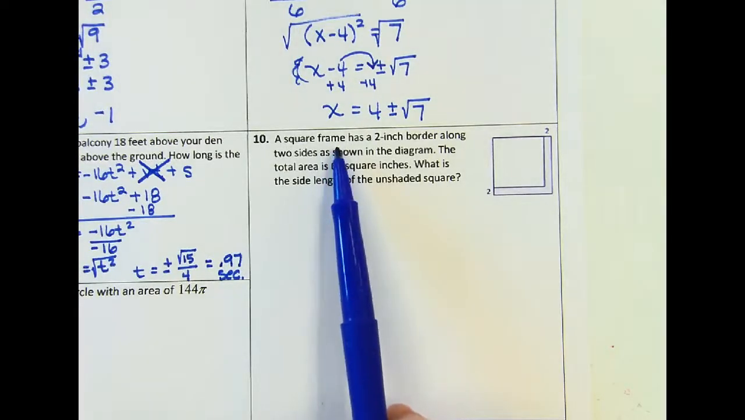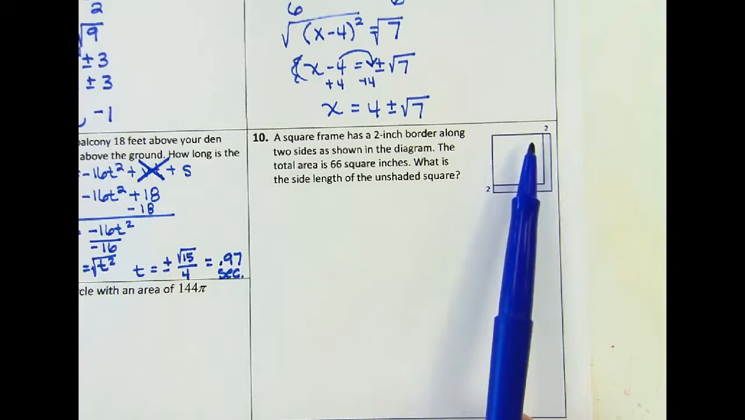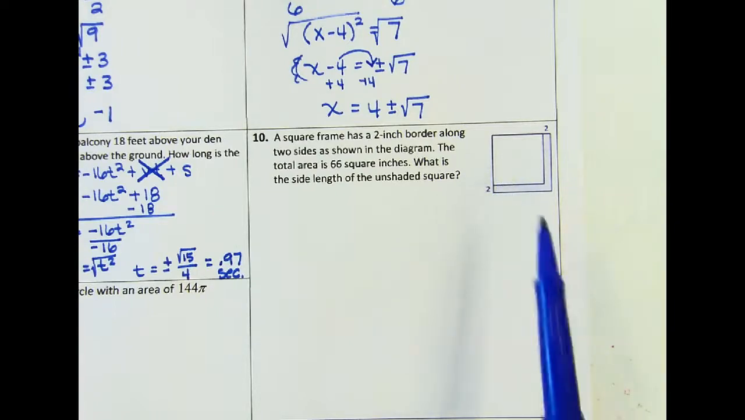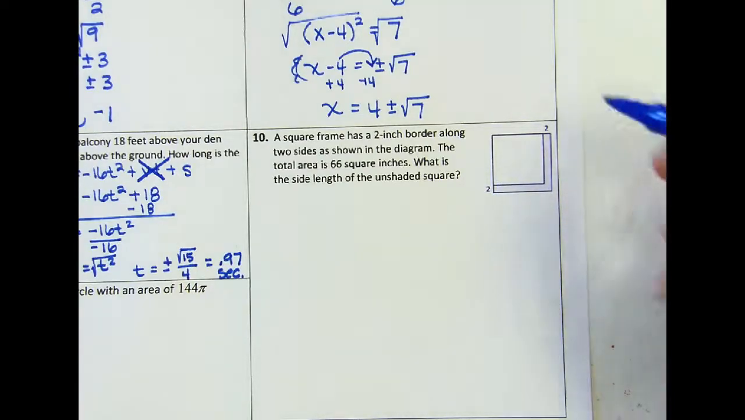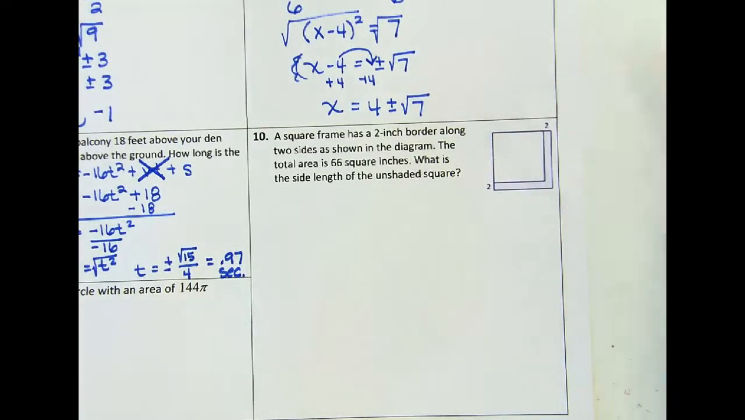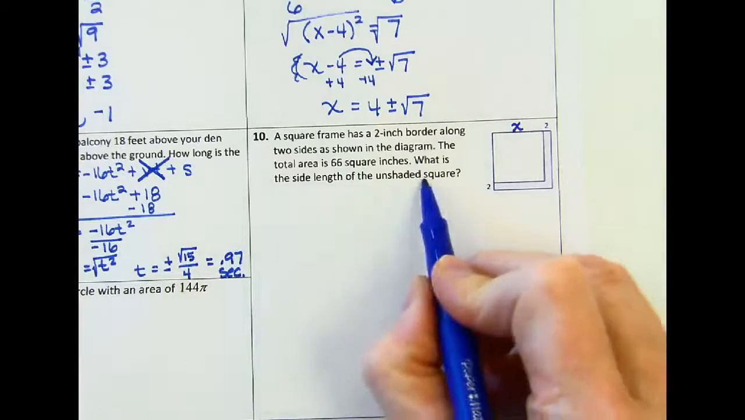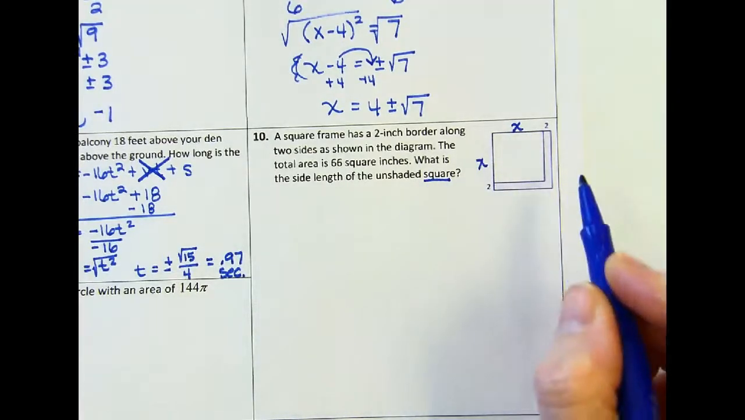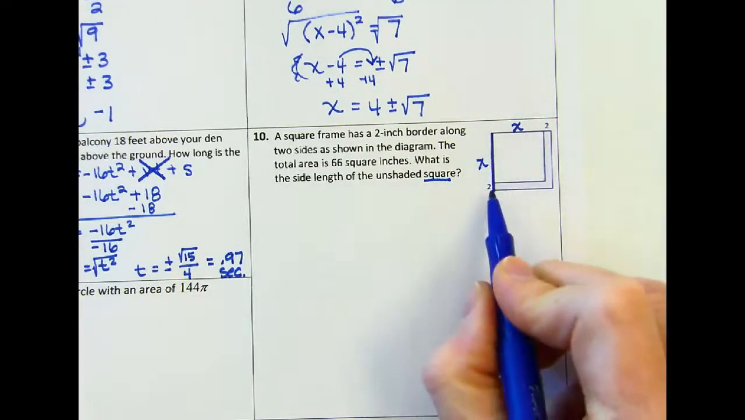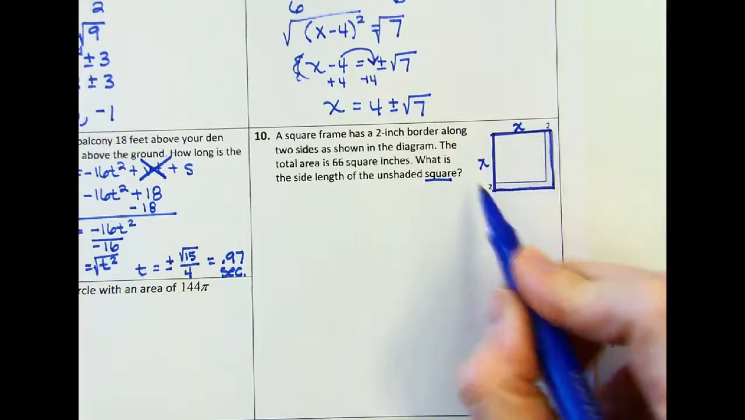It says a square frame has a 2-inch border along 2 sides as shown in the diagram. The total area is 66 square inches. What is the side length of the unshaded region? So unshaded. We know this is 2. We know this is 2. What don't we know? Well, we know X would be there, and it says that it's a square, so I know an X could be there. Now, it told me that 66 is the area of the total figure. So 66 equals the total.